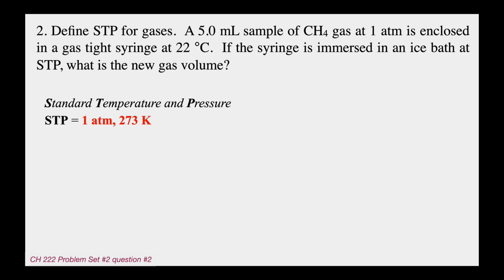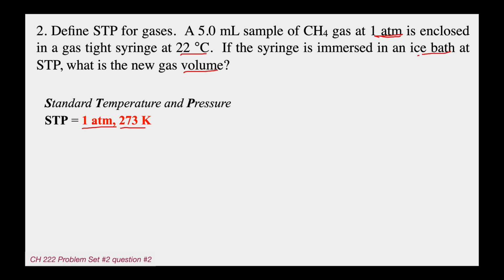So in this problem, we have a sample of methane gas. We want to know what the new volume is. And you can see here what's happening. It starts at 1 atmosphere and 22 degrees Celsius, and we're putting it in an ice bath. Now, ice has a temperature of 0 Celsius or 273 Kelvin. So when you look at all these changes that are going on, the pressure actually doesn't change. The pressure was 1 atmosphere to begin with, and at STP, it's 1 atmosphere as well.